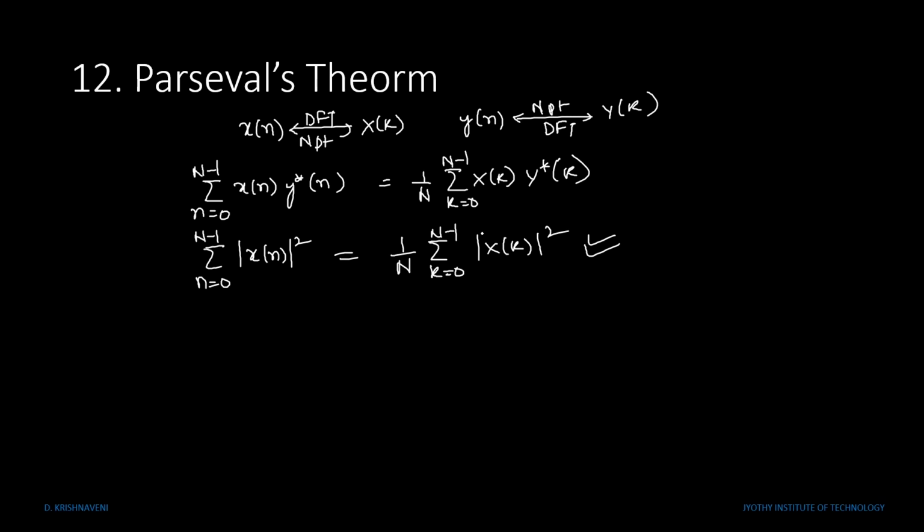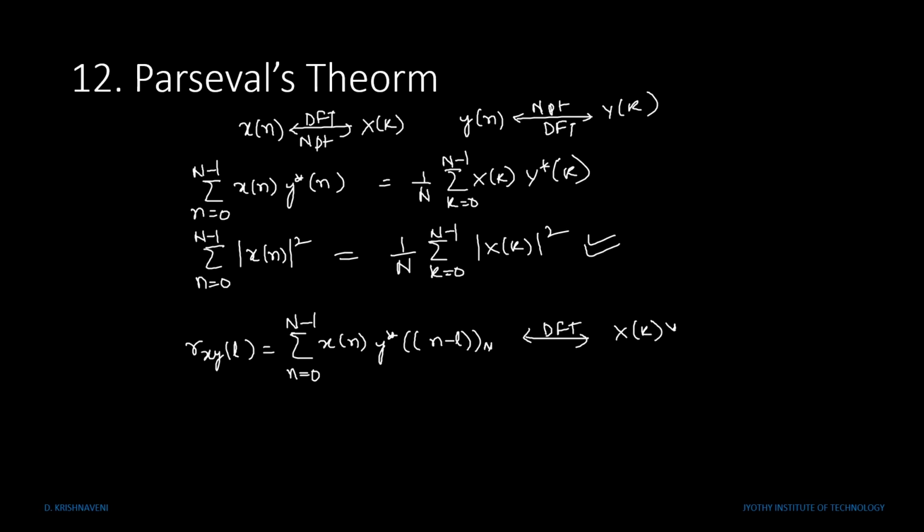To prove Parseval's theorem, we make use of circular correlation. So what is the circular correlation property? Circular correlation property is Rxy of L, which is equal to summation n equal to 0 to N minus 1 x of n conjugate of y of (n minus L) modulo N. The DFT is X of k conjugate of Y of k. This is the circular correlation property.